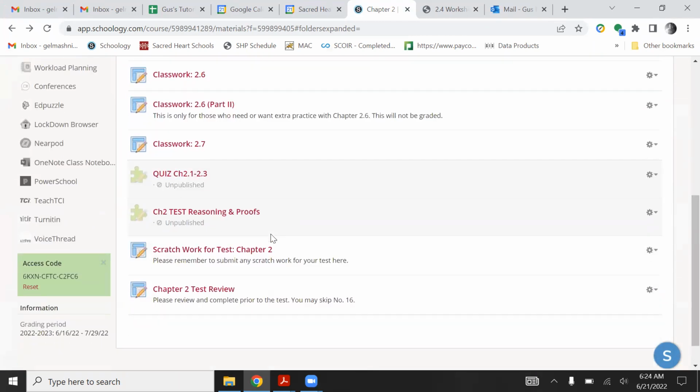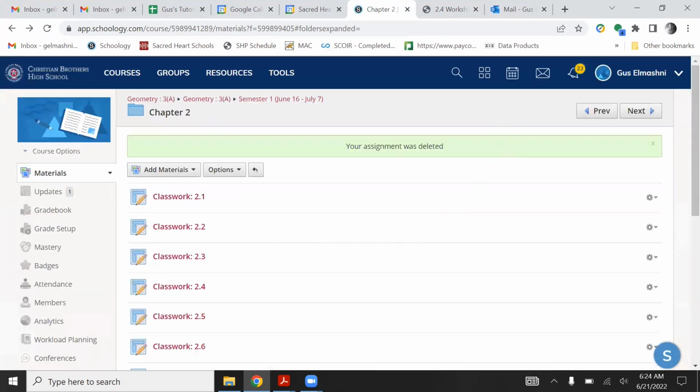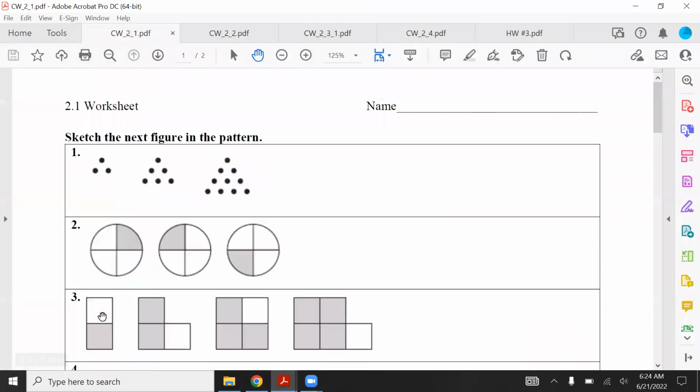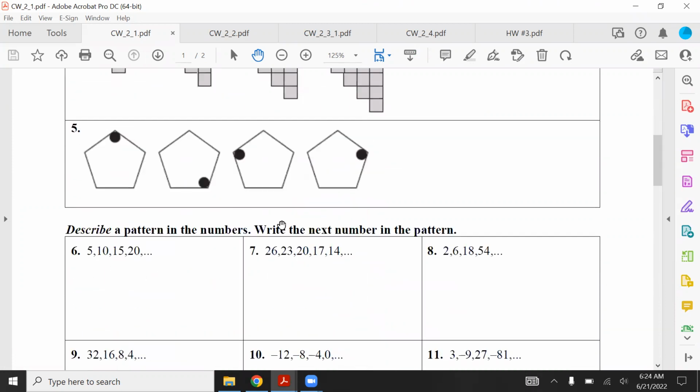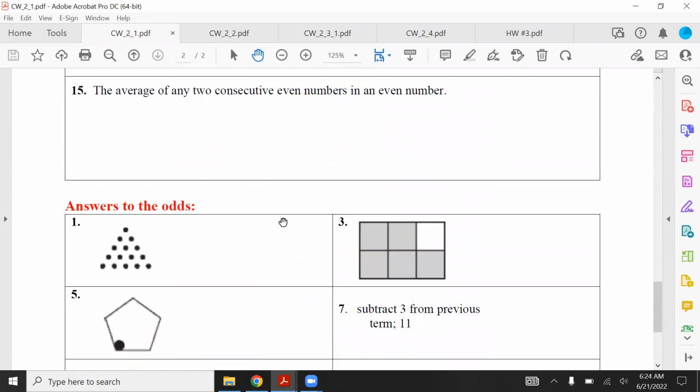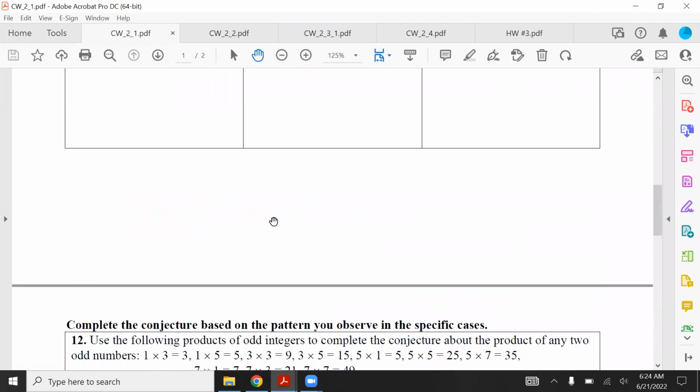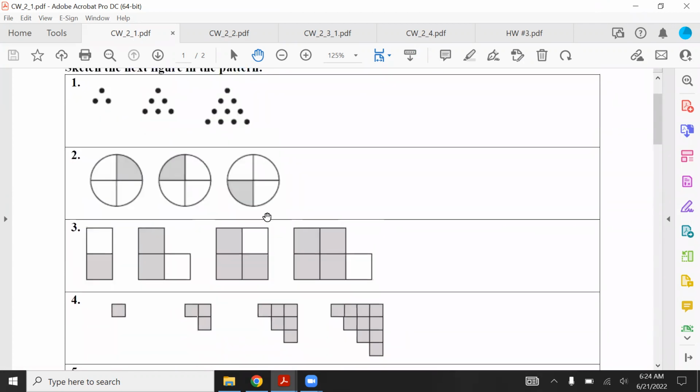We're going to be working through those today. Let me pull up 2.1 and talk about that in this video here. So here you have to select the next figure in the pattern. And you can see the odd answers are provided. So I'll do the evens with you in this video. You can do the odds on your own, and then of course, check your answers.